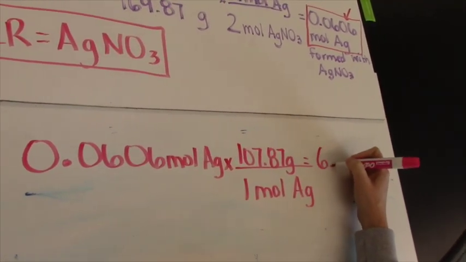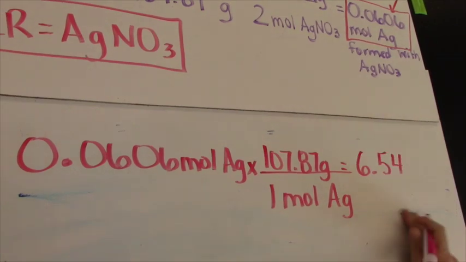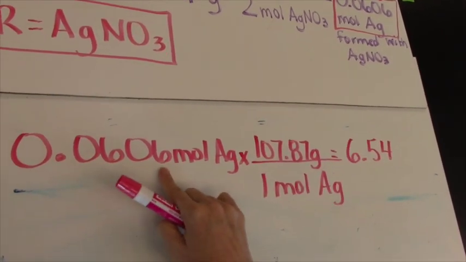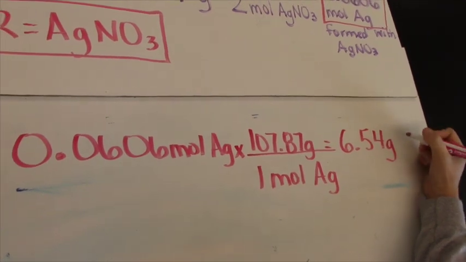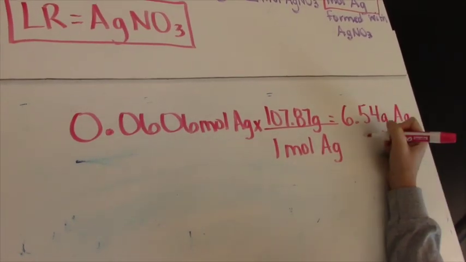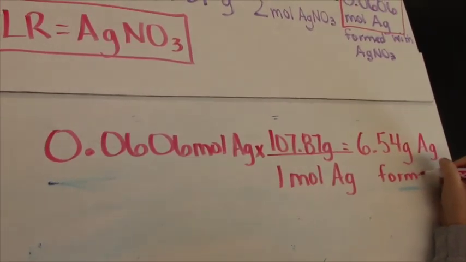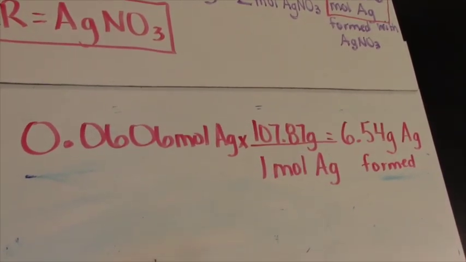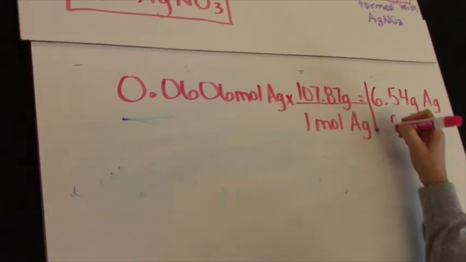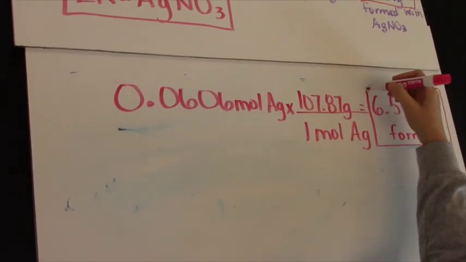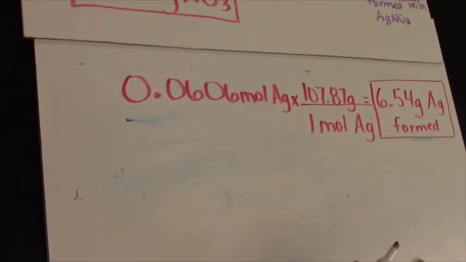Now notice we are following sig figs as we go through these calculations. Anytime you stop in a calculation, it is best to go ahead and round appropriately. So if you do this calculation, you'll find that you'll form 6.54 grams of silver from the chemical reaction. And again, we're only using the limiting reactant to calculate this. So that would be a second answer that we'd be asking for on a quiz or a test.